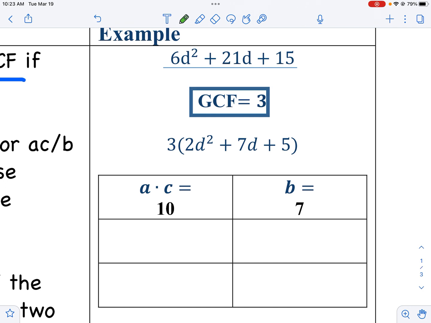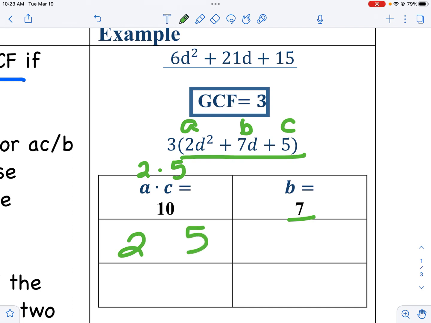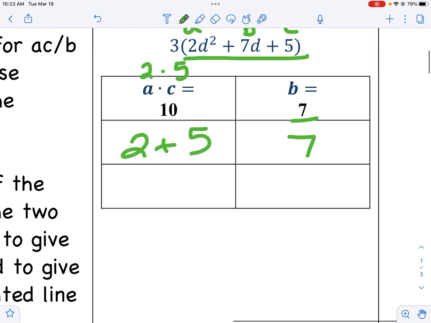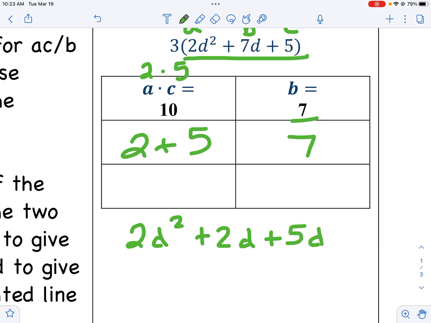So again, I am looking for the greatest common factor. 3 goes into 6, 21, and 15. And so I've rewritten it here, and I'm going to identify those as A, B, and C. So A is 2, and B is 5, and that multiplies together to give me 10. Now I don't have to do the whole table. I know that that's going to be 2 and 5, and everything's plus, so this adds up to 7, and it multiplies together to give me 10. So let's go ahead and see what that looks like. You're going to write down your 2d squared, and now you're going to use your 2 and your 5, so it'll be plus 2d plus 5d and plus 5.